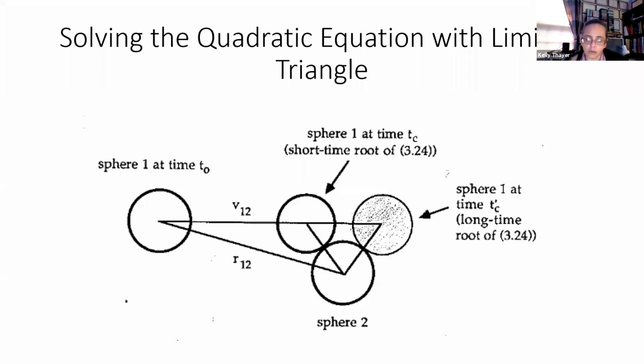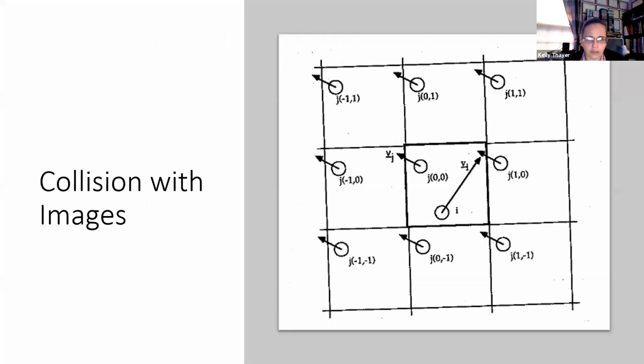Knowing the delta t, we'll roll forward all of the balls by that delta t, and then we will calculate the effects of the collision and move them on to their next course. So that's the general thing that we do.